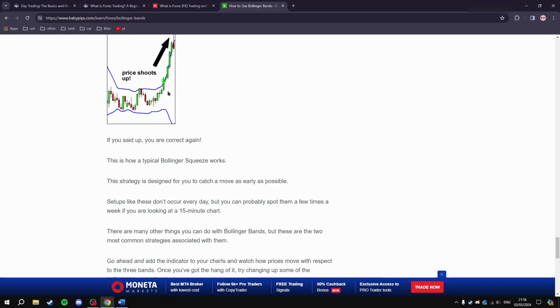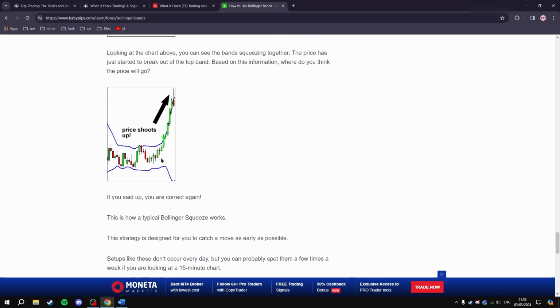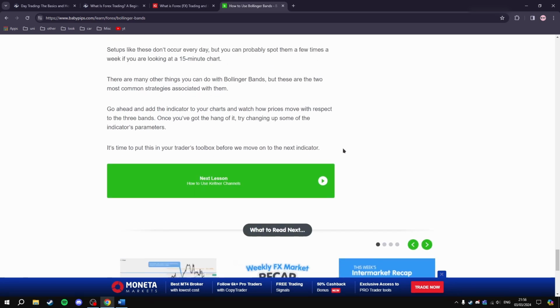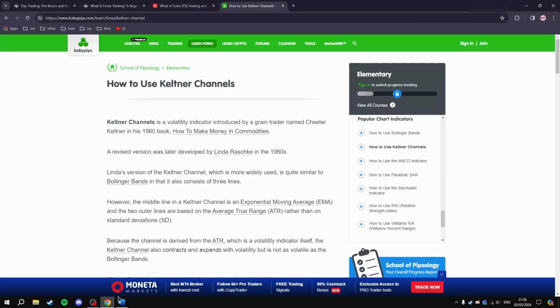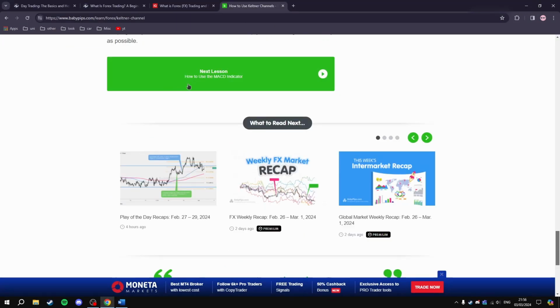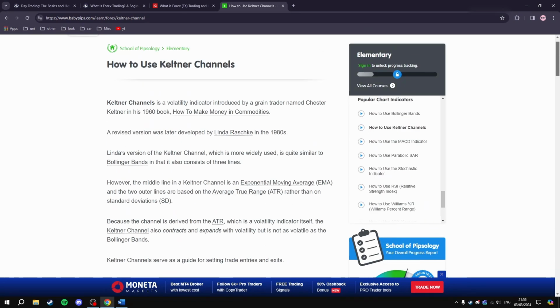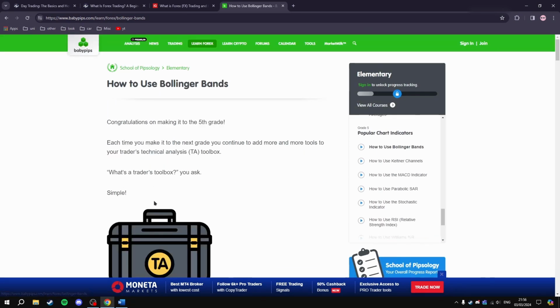Oh yeah, and the bands get wider, so it shows that the market's in a trend now, hence the trend here. Okay. Let's just tidy up our previous section, because I don't want to pause halfway through this.